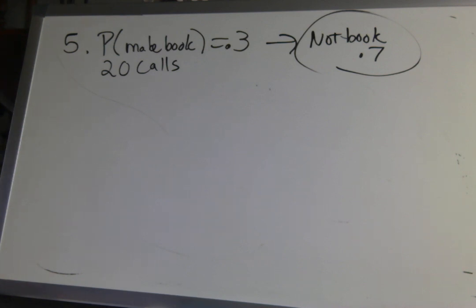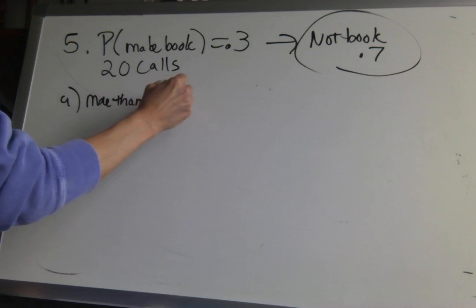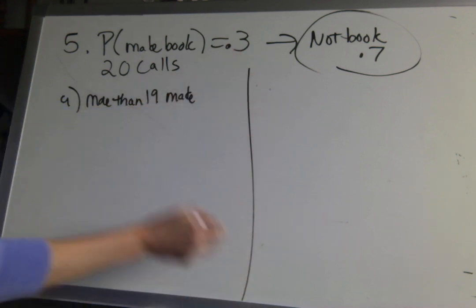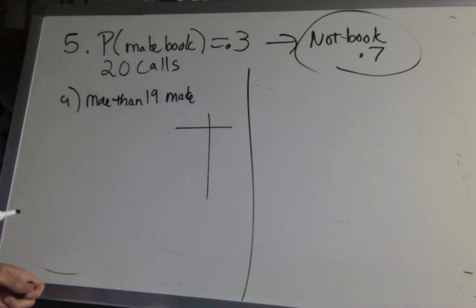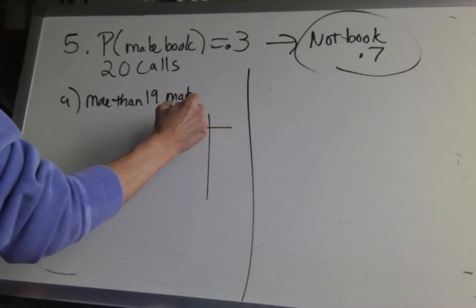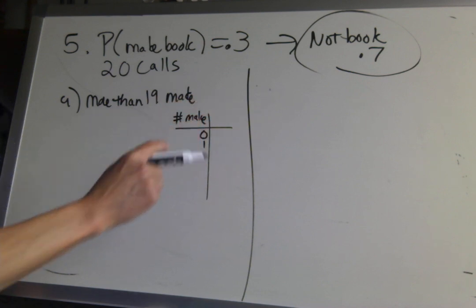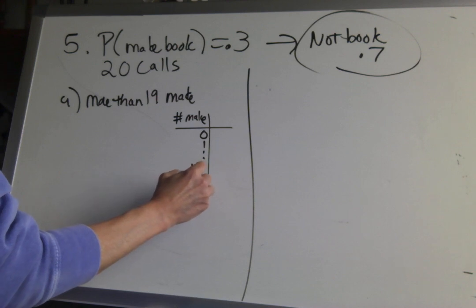All right, what's it asking? Part A, more than 19 make a booking. So I think I'll just call that make. And I think on this one I'm going to want to put A and B up at the same time. So I'll put the little line to keep me organized. Now, if you're in a good habit of doing your little chart, let me show you what's going to happen here. This is make. All you have to do is show the first 2, 20 calls, and the last 2.